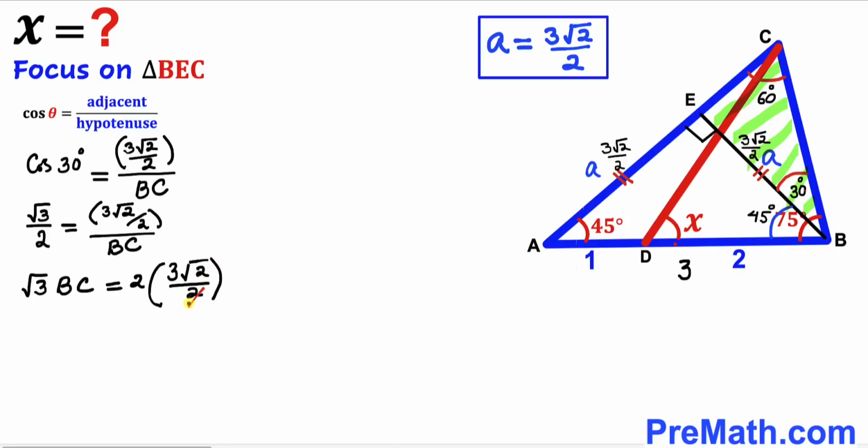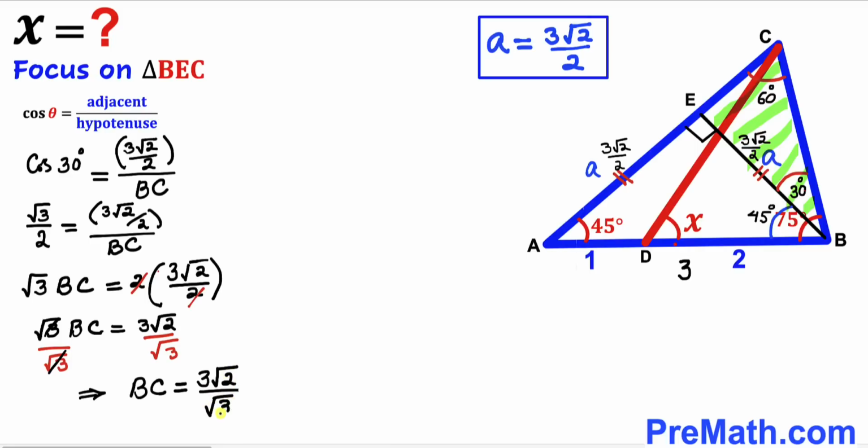And here we can see this 2 and 2 is gone. So therefore, we ended up with square root of 3 times BC is going to be equal to 3 times square root of 2. And now we are going to divide both sides by square root of 3 to isolate BC. This is gone. So therefore, our BC side length turns out to be 3 times square root of 2 divided by square root of 3.